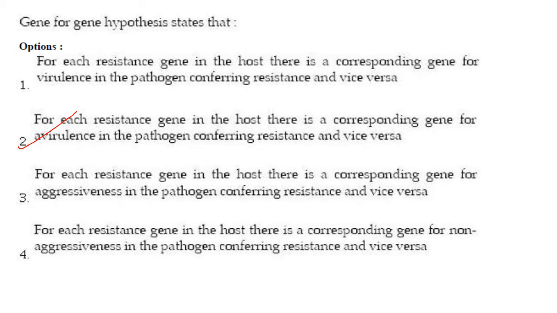Next one, gene for gene hypothesis states that: answer is option 2, for each resistance gene in the host there is a corresponding gene for avirulence in the pathogen conferring resistance and vice versa.